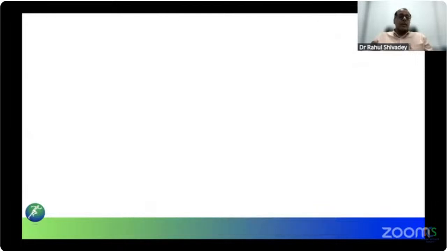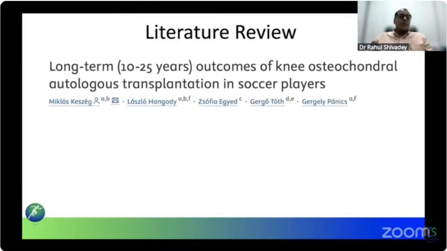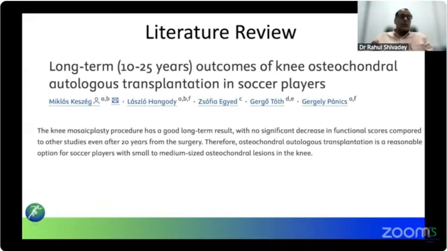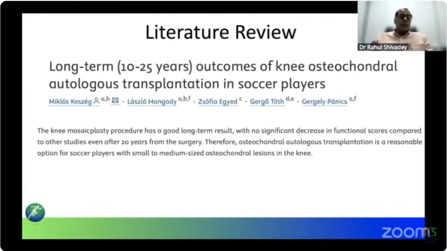So moving ahead, the literature which we came across recently, a paper published in 2024, shows that even for soccer players up to 25 years, I do understand that long-term results of 25 years are not even good with total knee replacement. But osteochondral autologous transplantation in soccer players is very good for small to medium-sized defects.